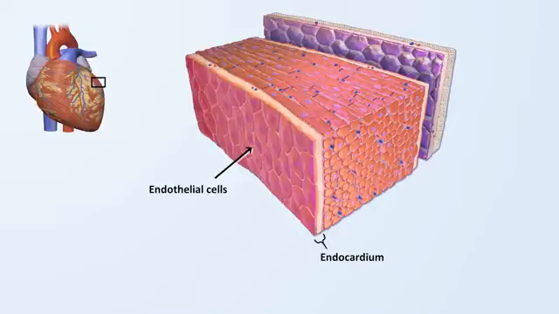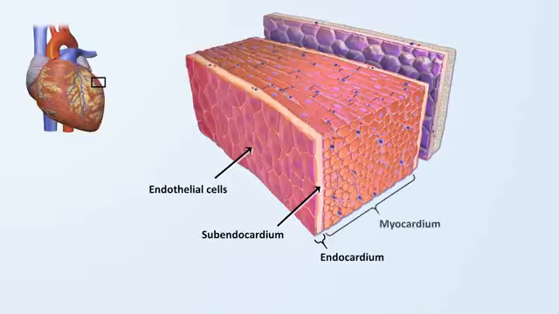Immediately beneath the endothelium is the subendocardium, composed of loose connective tissue, and is also the location of the Purkinje fibers. The next major layer is the thick myocardium, which is the heart muscle, and which is composed predominantly of cardiomyocytes.